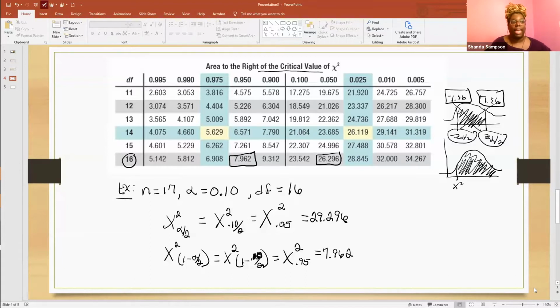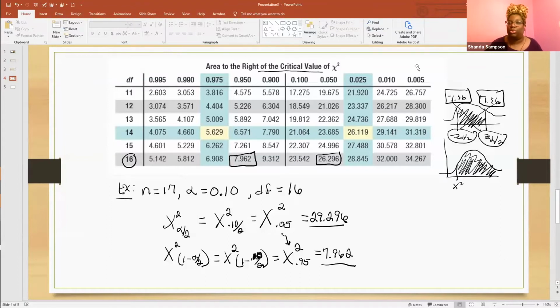7.962. T and chi-square are both rounded to 3 decimal places. Why? Because that's the same number of decimal places in the chart. You don't round differently from the chart. So hopefully you understand we got these two here. And those are going to be our two boundary numbers when you're looking at a chi-square chart. So now we can have fun.